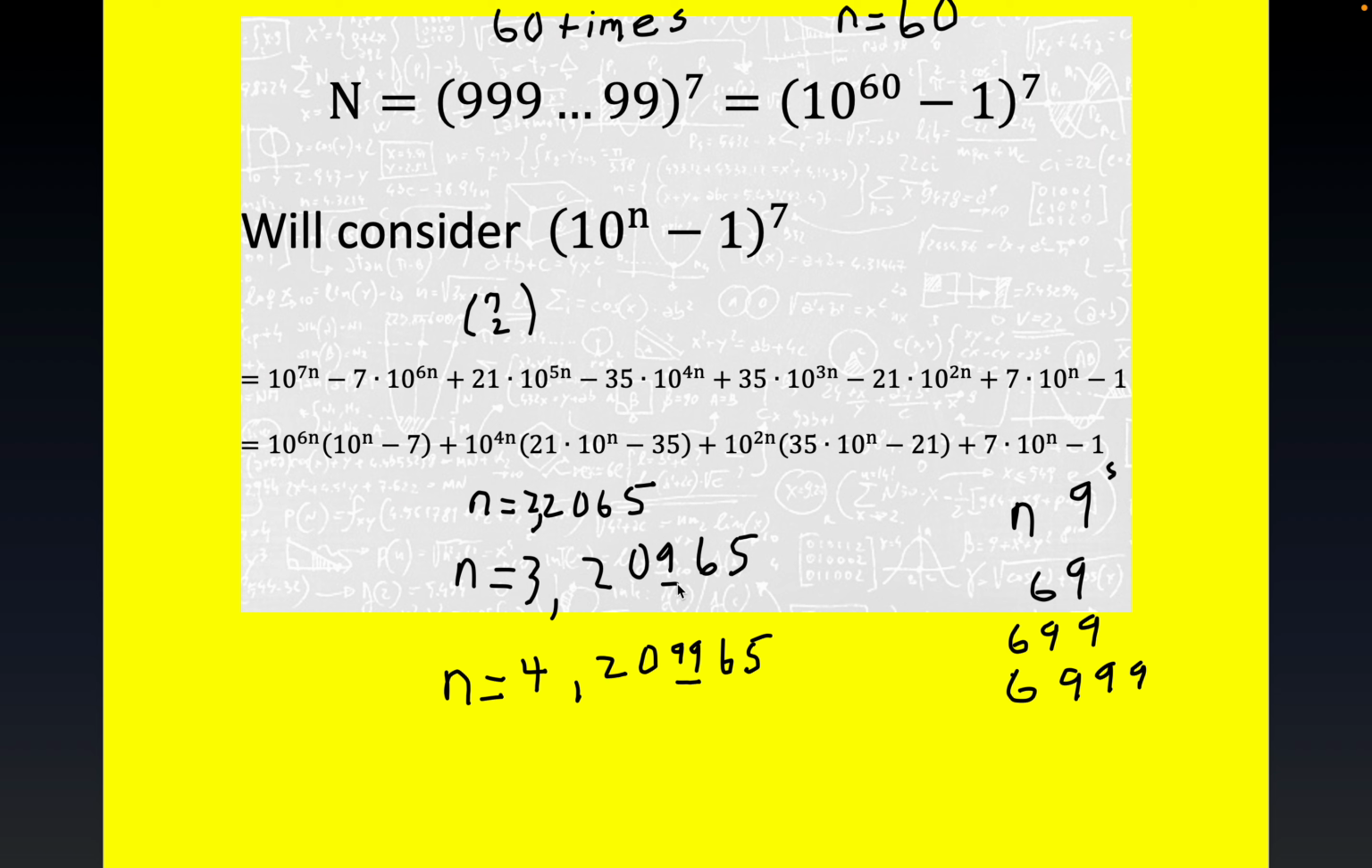20,9965. So y'all, you can see right here that this term would contribute n minus 2 9s. Because when we get to n equals 4, there are 2 9s, right? 4 minus 2, there's 2 9s. When n is equal to 3, we get 3 minus 2, which is 1 9, right?